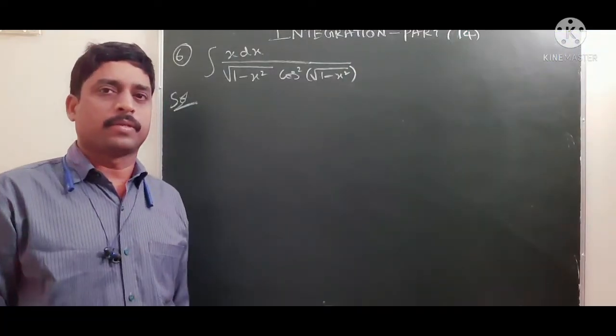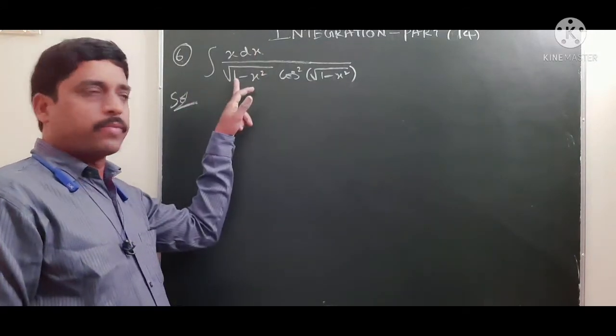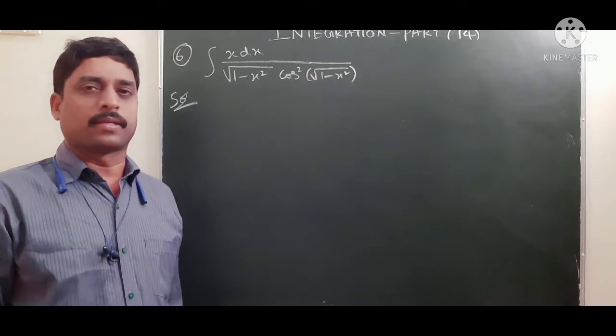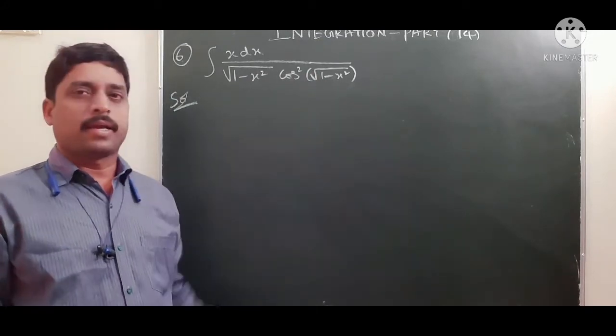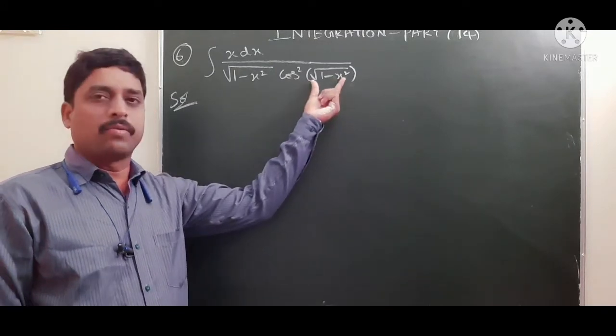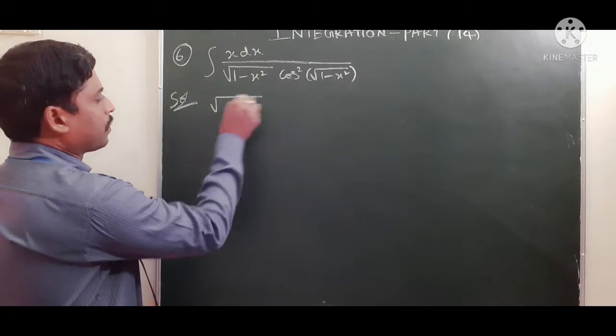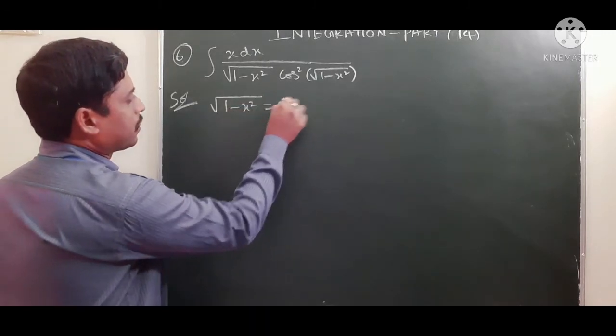Now moving to next question. Integral x dx by root 1 minus x square into cos square root 1 minus x square. This kind of problems by using substitution method. So let us take root 1 minus x square is equal to t.